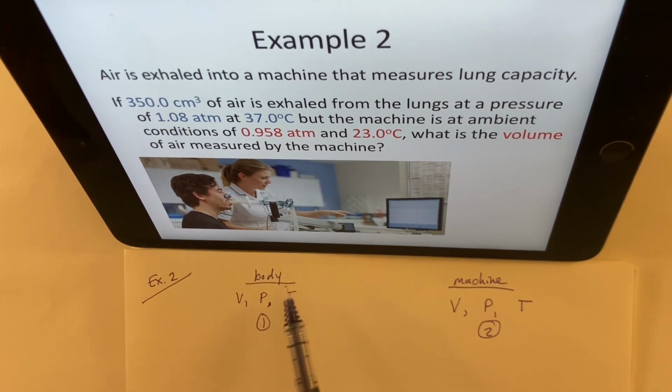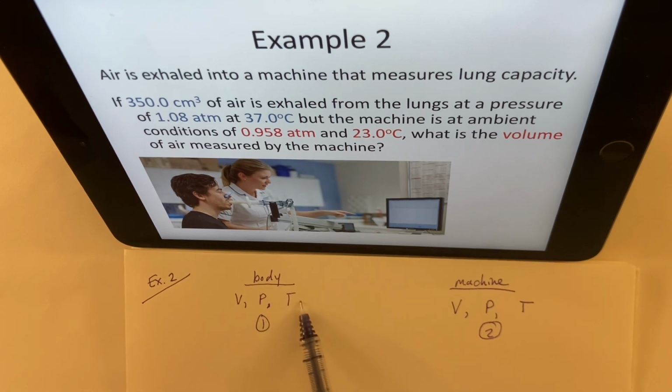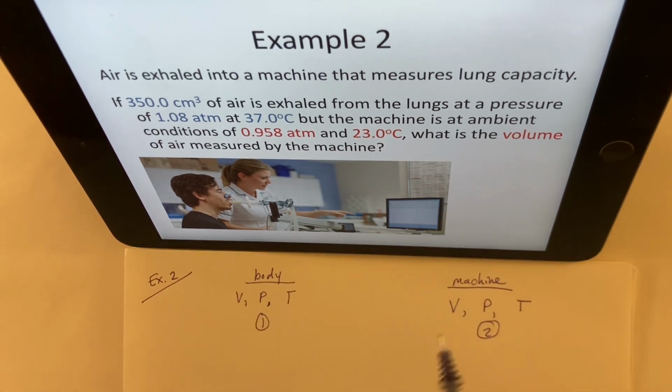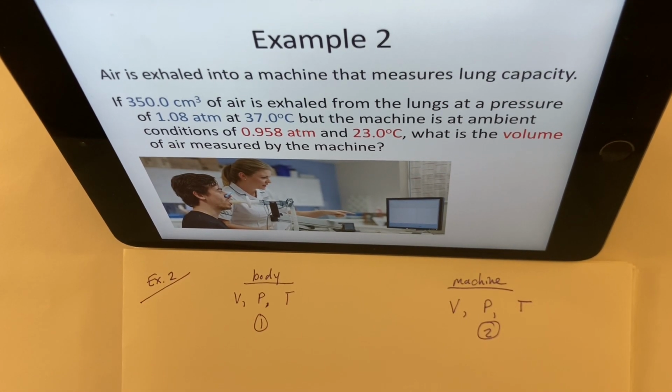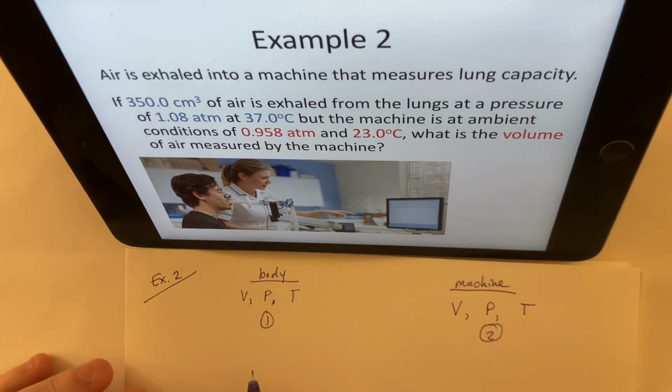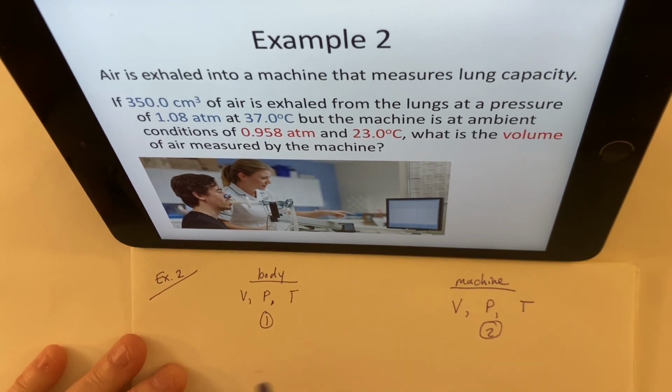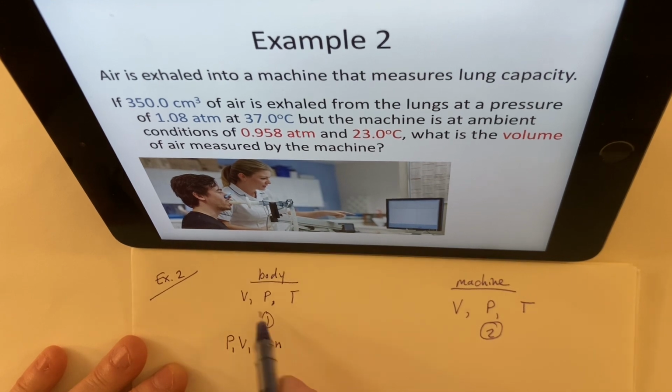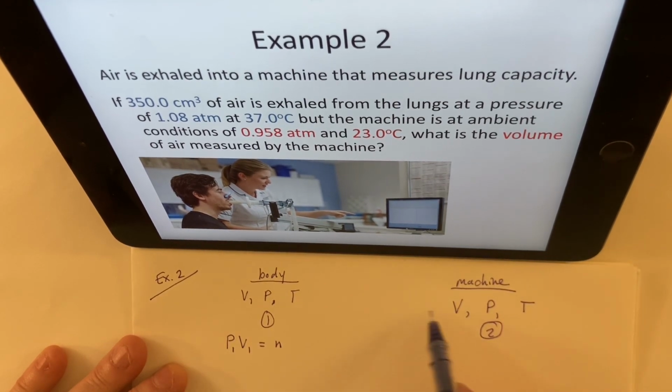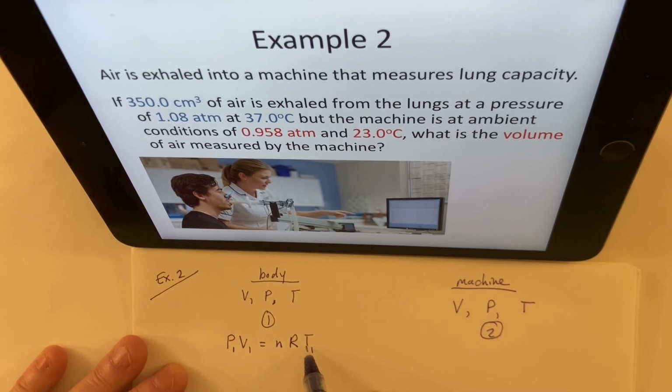So in the body, we have a certain volume, pressure, temperature. That's conditions 1. And then the machine has a different volume, pressure, and temperature, conditions 2. So what are we going to do with that? It's almost like we have to write PV equals nRT twice. If this is condition 1, we'll call this pressure 1, volume 1 equals n, the number of moles, which is the same here. R is the same, but the temperature is different, so T1.